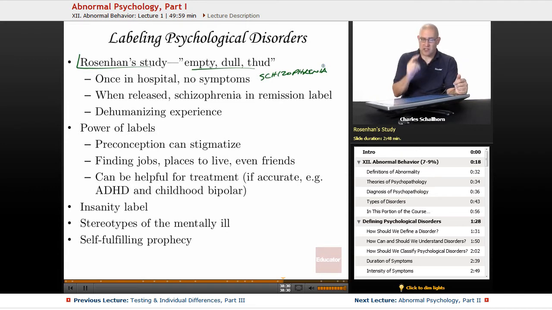One of the things they discovered was that even though they were released and having no symptoms for 30 days, they were still diagnosed and labeled with schizophrenia in remission. It didn't mean that they were completely cured. It means they had the diagnostic label and it will stick with them forever, was the idea. But one of the things they really got out of that was how dehumanizing an experience they had in the mental hospital.